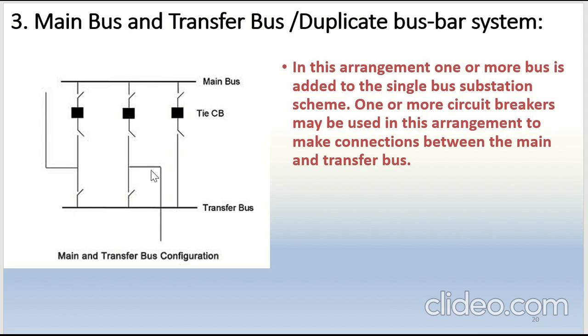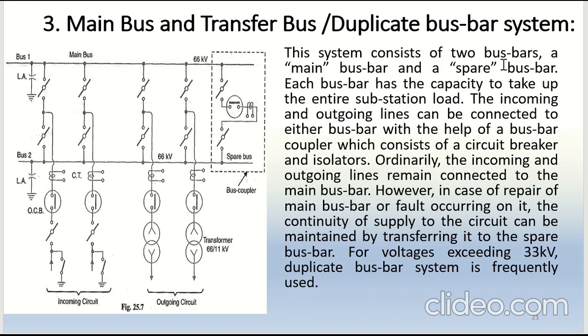So both these buses are tied together through a circuit breaker and an isolator connection. So basically all the loads from the main bus can be transferred smoothly to the transfer bus. That is why it is also called a duplicate bus bar. So this system consists of the main bus and the spare bus.